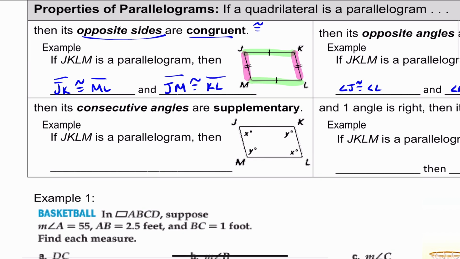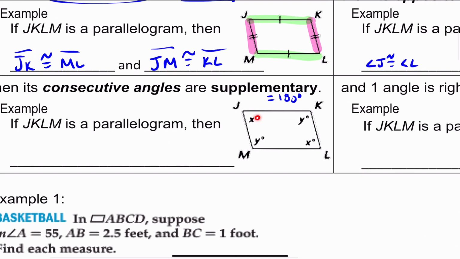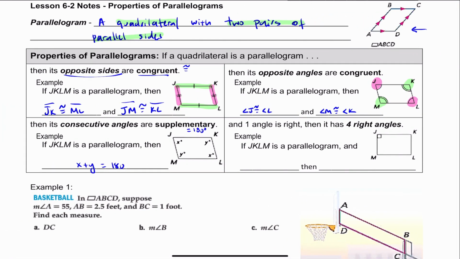If a quadrilateral is a parallelogram, then its consecutive angles are supplementary, meaning that these angles add up to, what? 180 degrees. Consecutive angles are basically just next to each other. If JKLM is a parallelogram, then these two angles here add up to 180. These two angles here add up to 180. These two angles here add up to 180. And these two angles here add up to 180. So what do I say? X plus Y is equal to 180 degrees. And here's this last property.